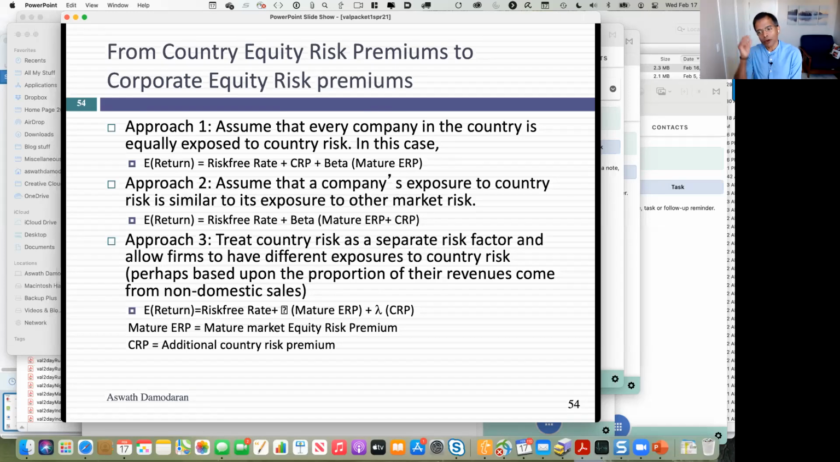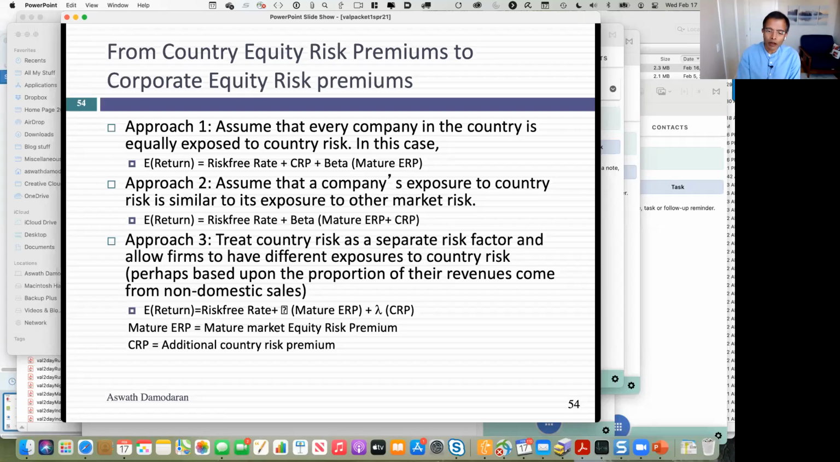But there's a third approach that I'm also going to describe, where you assume that a company's exposure to country risk can be very different from its exposure to all other market risk. Remember, betas measure exposure to all other market risk. You can assume that the exposure to country risk is very different, and measure how exposed you are with a measure that I'm going to call a lambda. I've concocted this measure. Notice the word I use, concocted. That doesn't suggest deep thought. I'll give you the history of this measure.